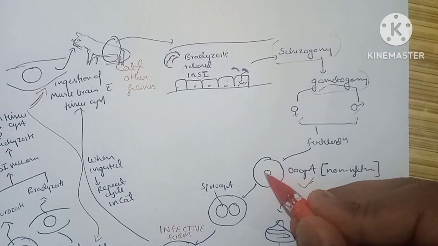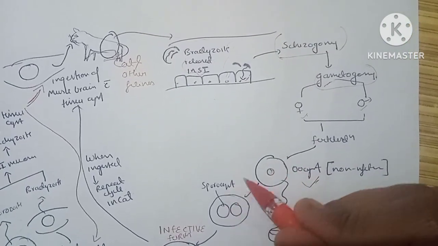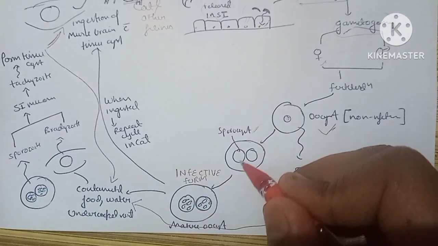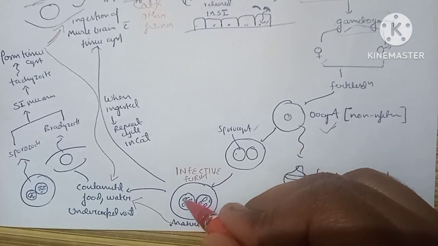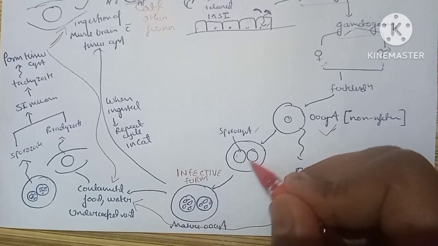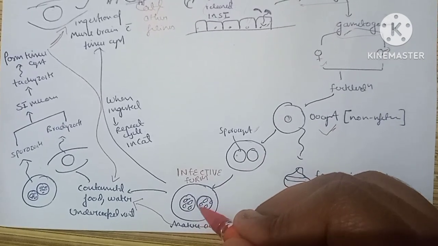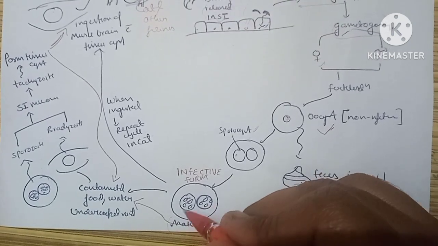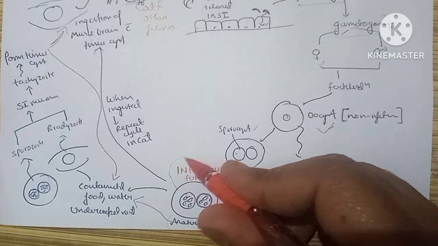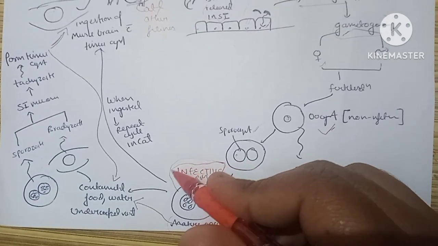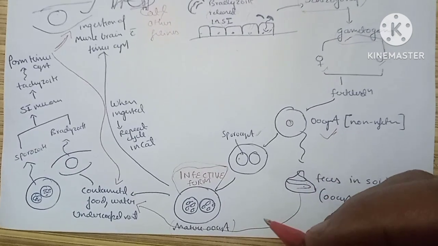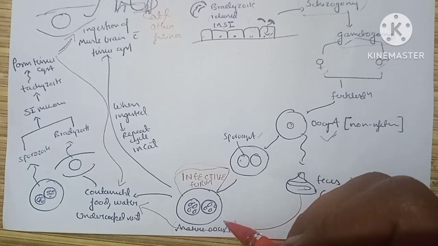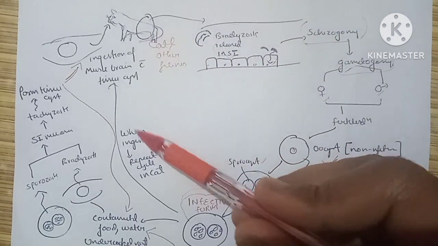Again, this oocyst has a sporoblast in the center, which is going to form two sporocysts, and each sporocyst is going to form sporozoites. Each sporocyst will have four sporozoites, and finally we will have two sporocysts, each having four sporozoites, and this is what is known as a mature oocyst. A mature oocyst has two sporocysts, each having four sporozoites, and this is known as the infective form of toxoplasmosis.